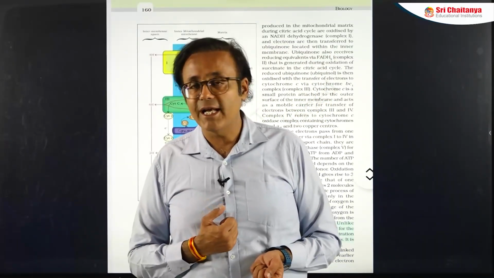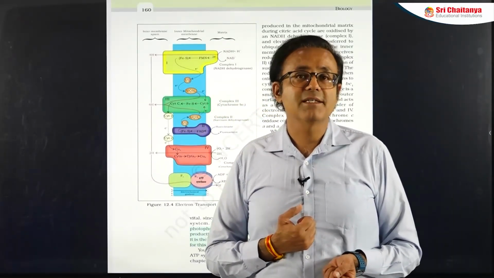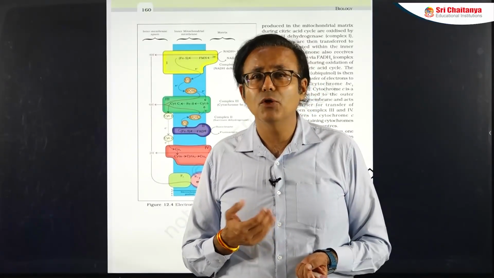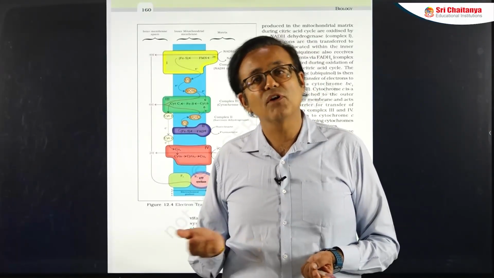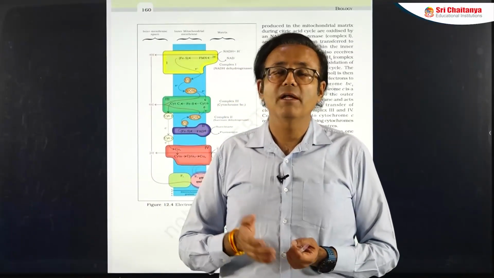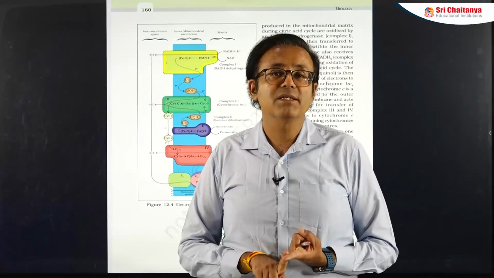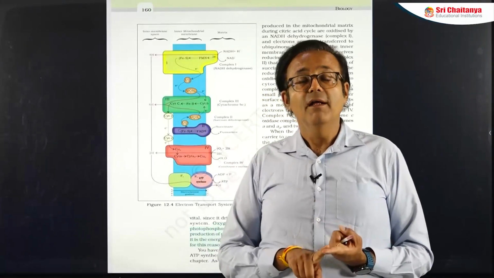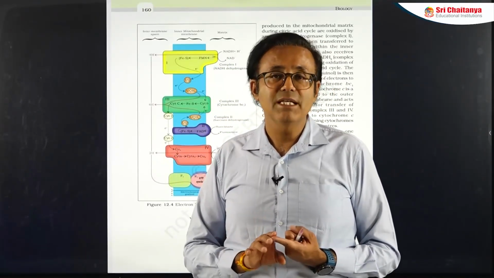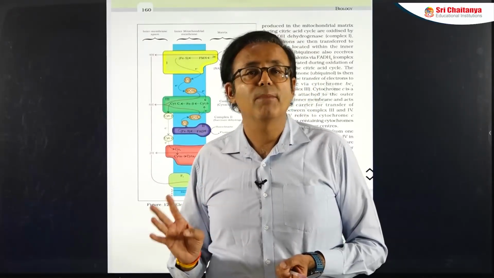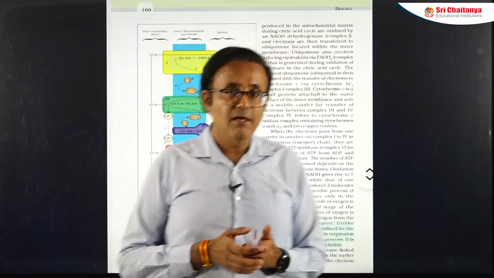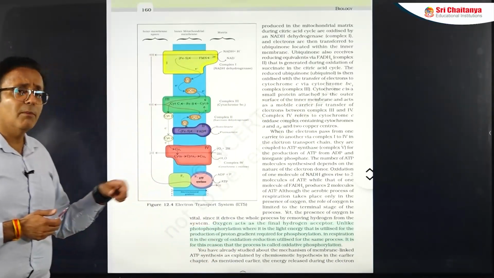Complex first is called NADH dehydrogenase. Complex second is called succinate dehydrogenase, which is also called succinate Q reductase, and is also an enzyme of the Krebs cycle by the name of succinate dehydrogenase, and is located in the inner membrane. Then comes complex third, which is cytochrome BC1. Then comes complex fourth, cytochrome AA3 or cytochrome C oxidase, and of course we have complex fifth called ATP synthase or the FO-F1 particles, which is going to form ATP.